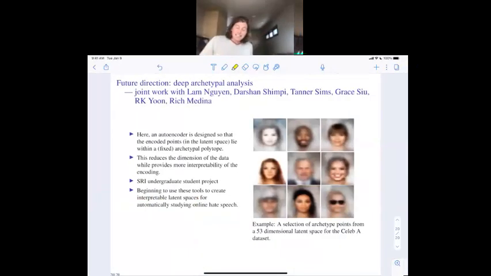And then I'll mention this other future direction, and this is deep archetypal analysis. And so here's another idea. Here, an autoencoder is designed so that the encoded points in the latent space lie within a fixed archetypal polytope. And so let me just say a couple of things about autoencoders. Autoencoders are what? It's two neural networks. You have an encoder and a decoder.